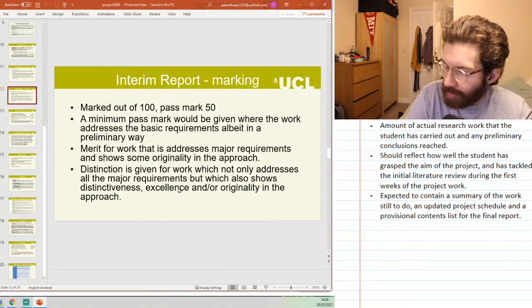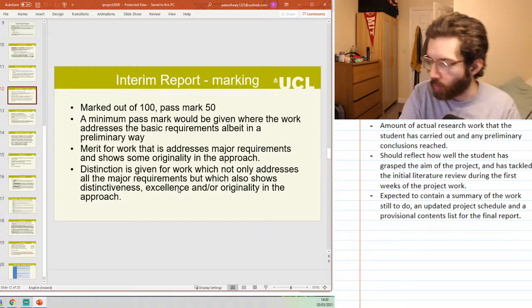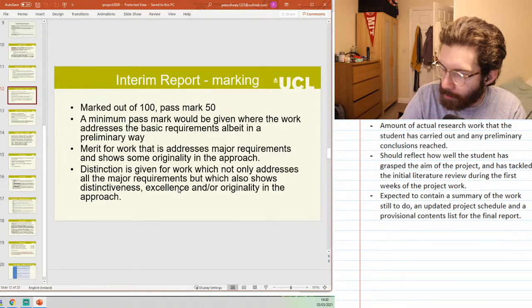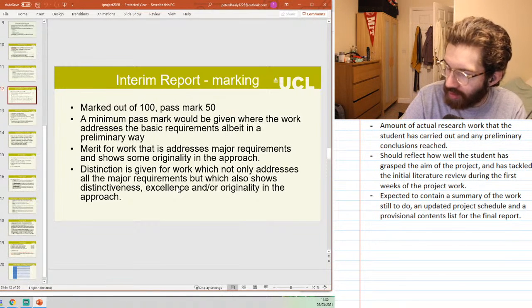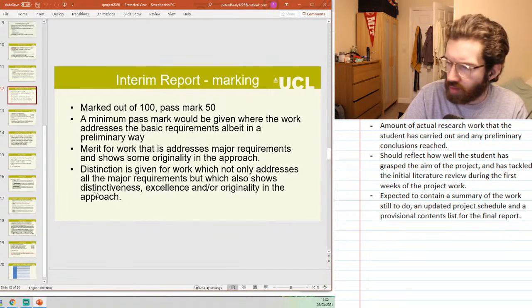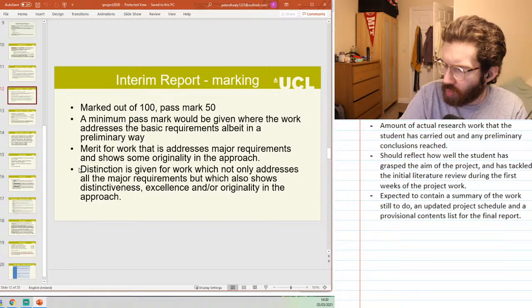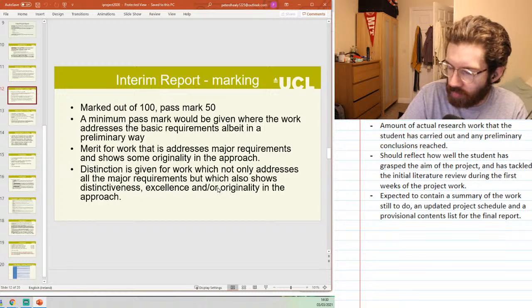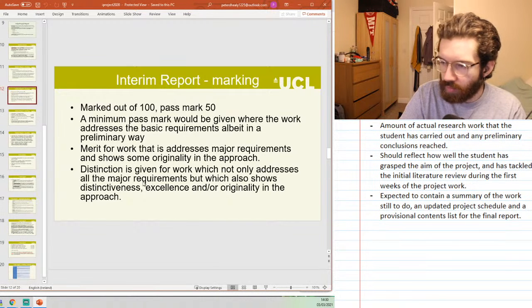Mark of 100, pass mark 50. Minimum pass mark will be given where the work addresses the basic requirements, albeit in a preliminary way. Merit for work that is addressing major requirements and shows some originality in their approach. Distinction is given for work which not only addresses all the major requirements but also shows distinctiveness, excellence, and or originality in the approach. Okay. So I need to basically cover what's being said, but I also need to do a bit more.